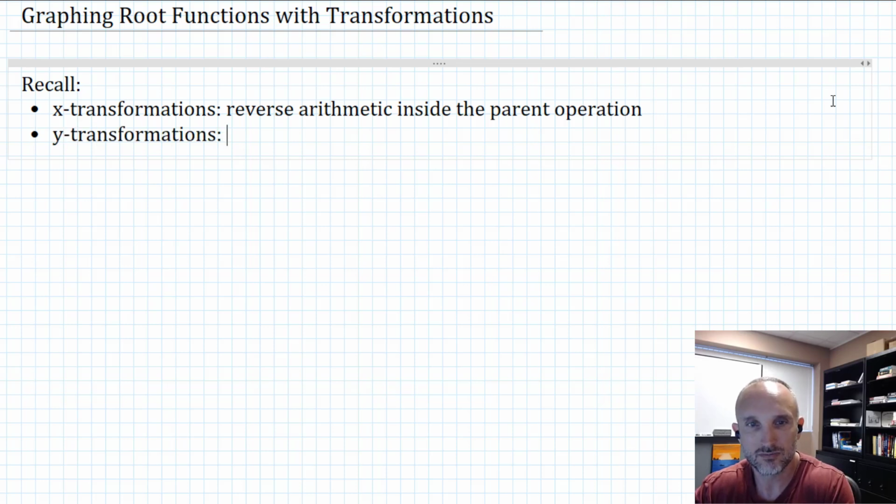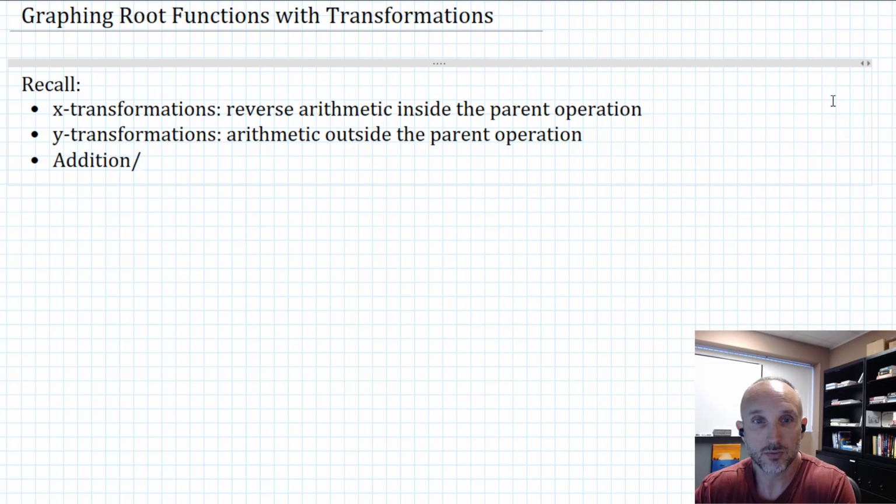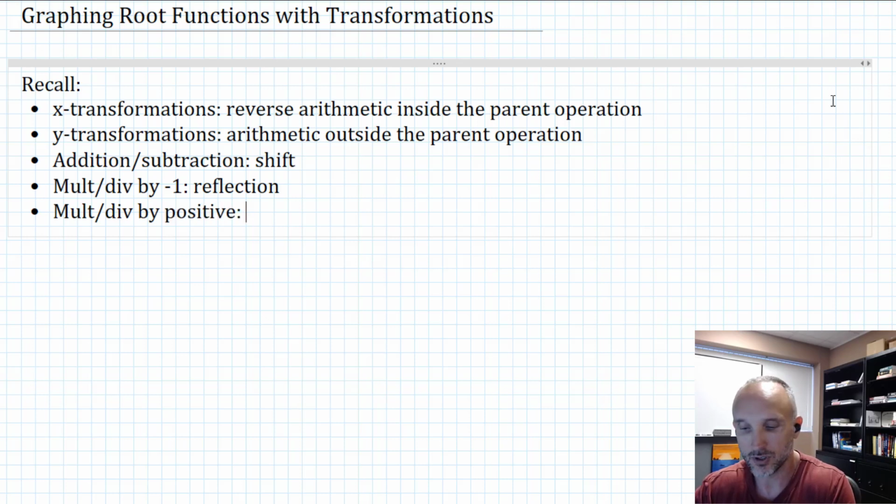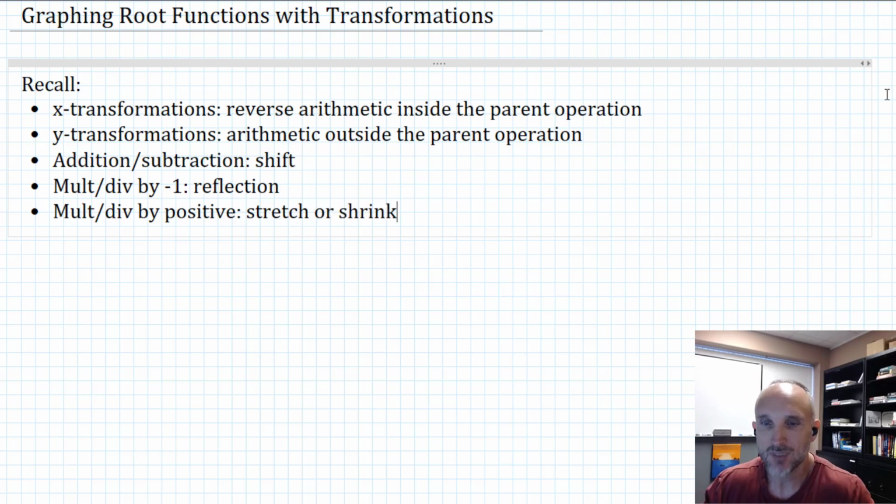Y transformations just are a direct result of the arithmetic outside the parent operation. When we see addition or subtraction, that results in a shift. When we see multiplication or division by -1, that results in a reflection. And when we see multiplication or division by a positive number, that results in a stretch or a shrink, compression. Okay, so we'll see those things work out here as we do some examples of graphing root functions that have transformations.